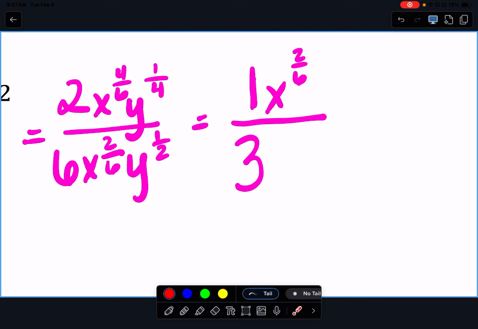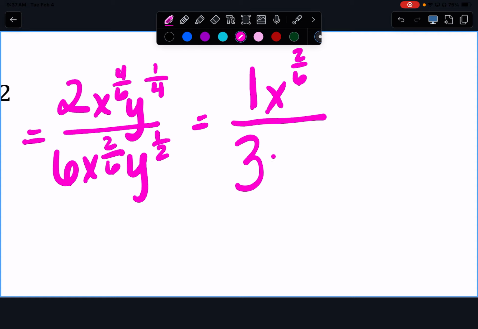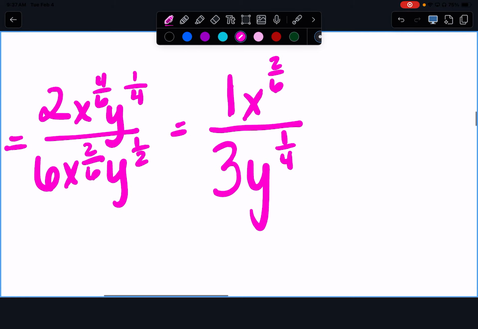Then we have y to the 1/4 minus 1/2. What is 1/4 minus 1/2? Use a calculator if you don't know. 1/4 minus 1/2 is negative 1/4. If it's negative, it goes where? So I put y to the 1/4 in the denominator. And that's my answer.